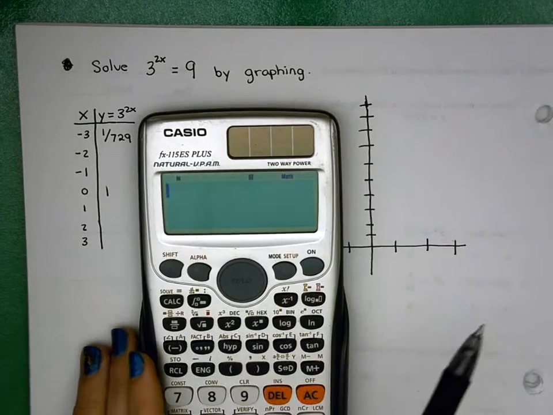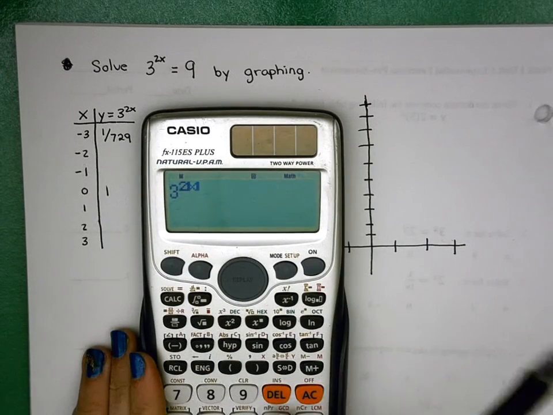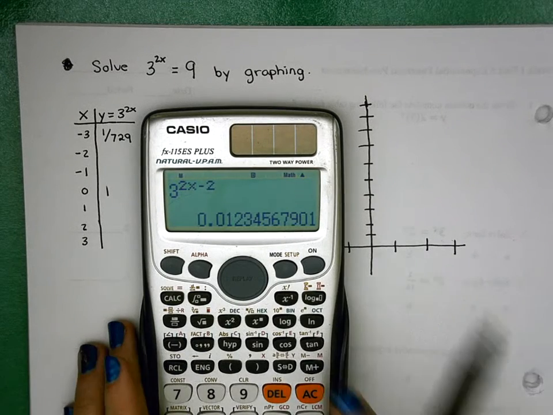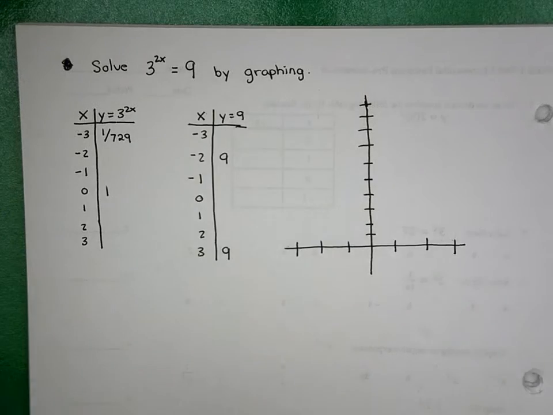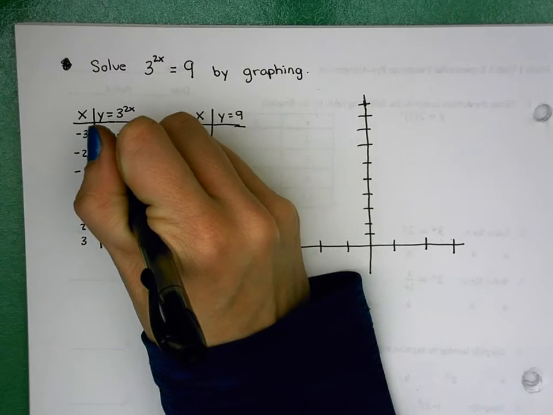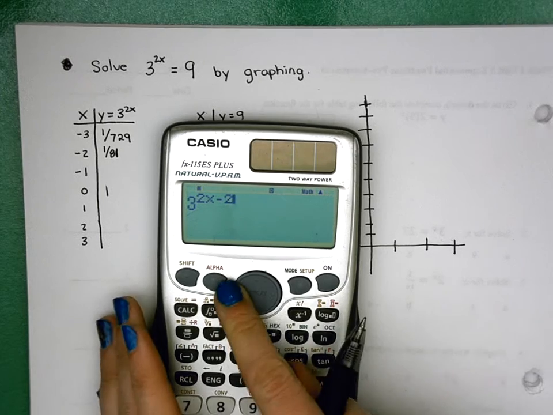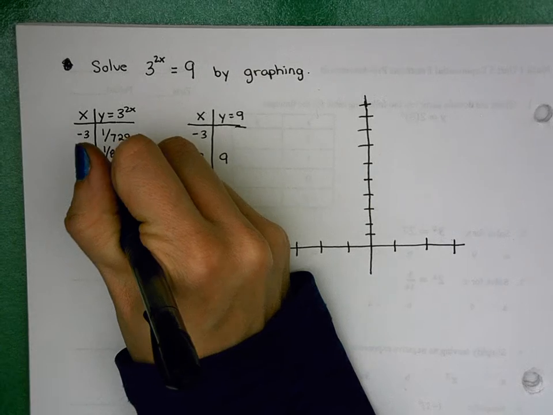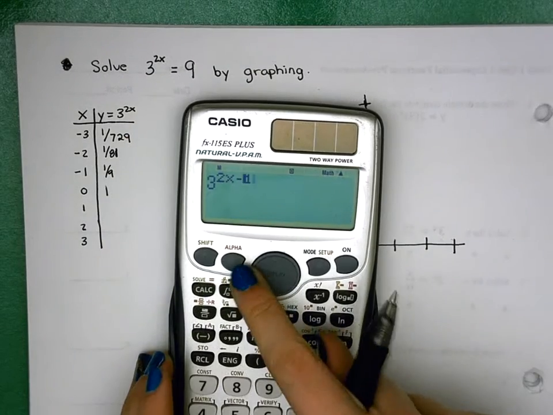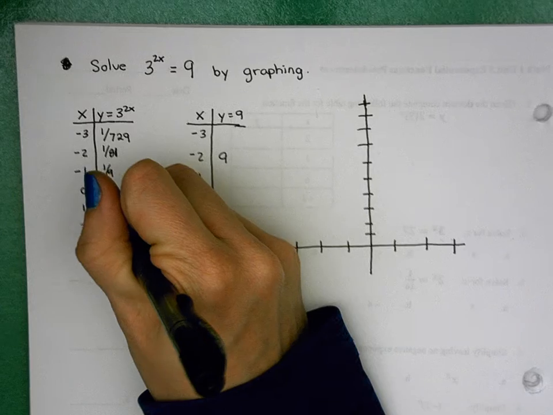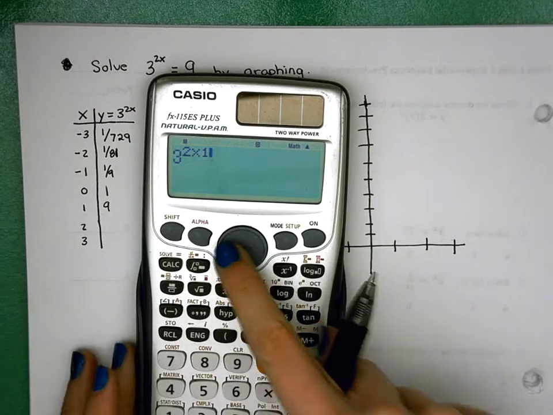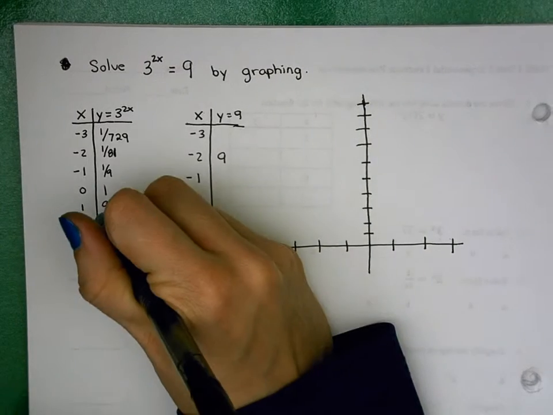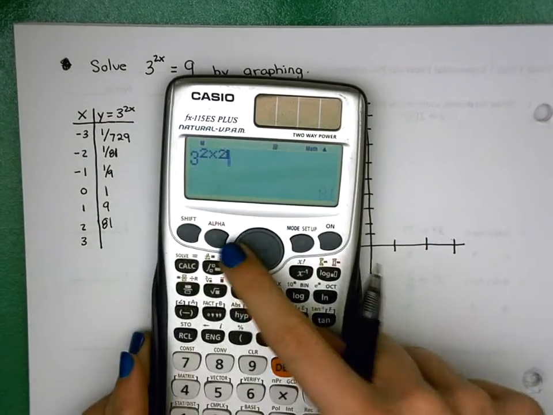Okay, so we're going to plug in 3 to the, and then 2 times my exponent. So my next exponent here is going to be -2. And that as a fraction is 1 over 81. And then plug in -1, and I get 1/9. And then you're just going to keep doing that process. I've already done 0, so now I'm going to plug in 1, and I get 9. I'm going to plug in 2, and I'm going to get 81. And then plug in 3, and I'm going to get 729.